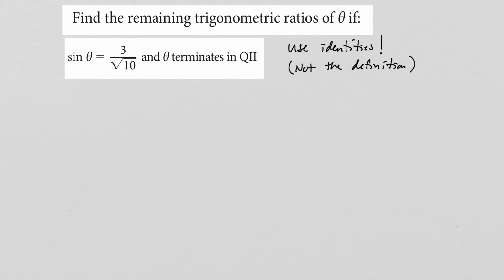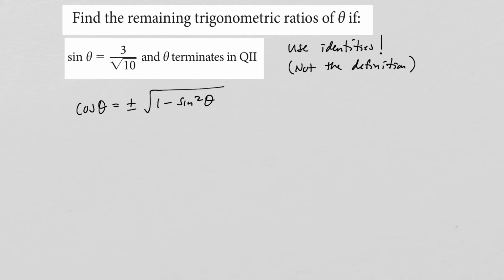All right, so I don't want to use X, Y, and R. I'm going to use the identities that we learned in this section. So if we know sine of theta, we can find cosine of theta because we know that cosine of theta is plus or minus the square root of 1 minus sine squared of theta. This just comes from the identities that we talked about a few minutes ago.